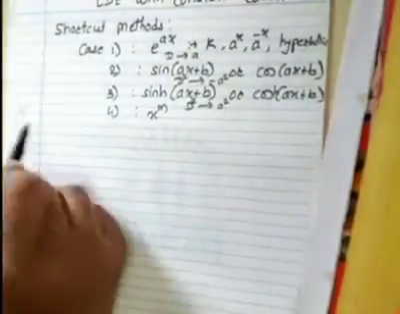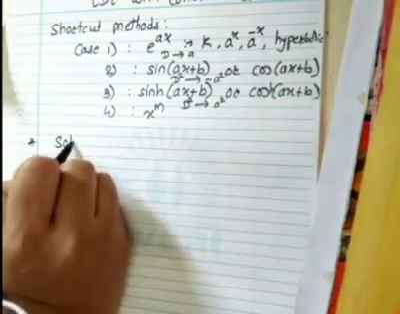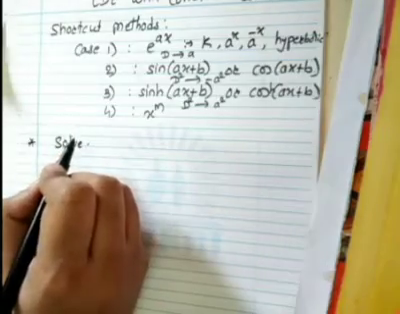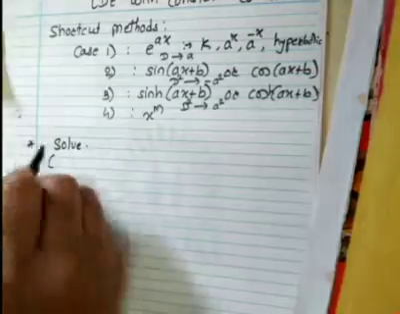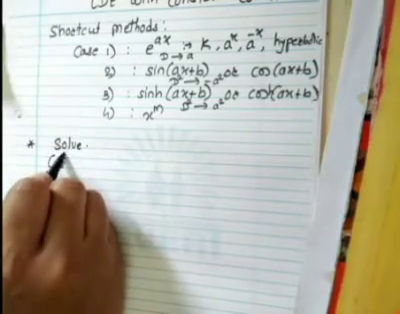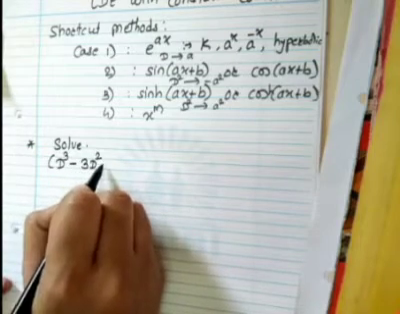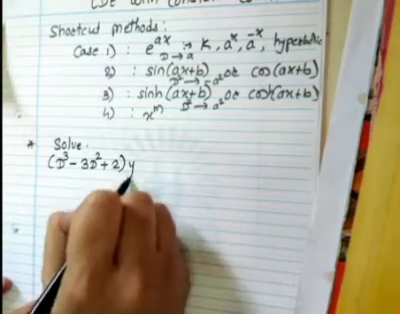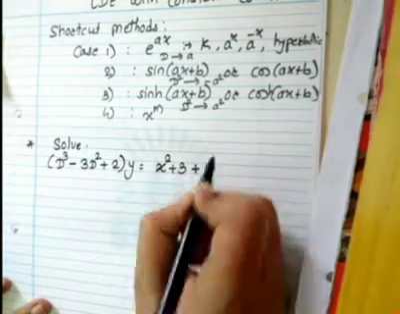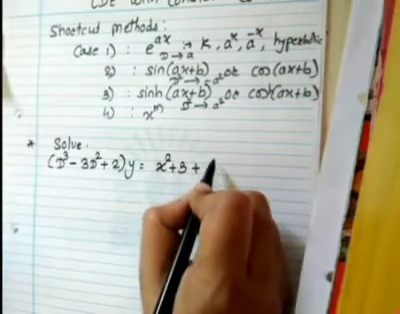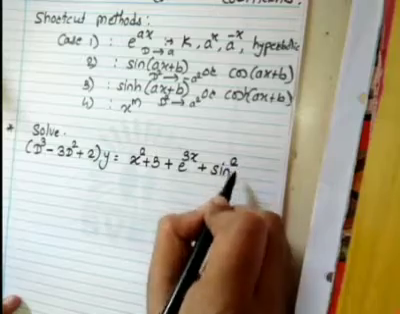Okay, we'll take one more example where we'll see all the combination type examples again. Solve d cube minus 3d square plus 2y is equal to x square plus 3 plus e raised to 3x sin square x.